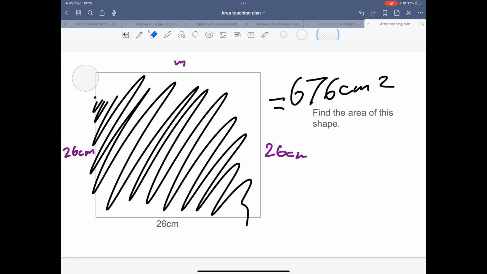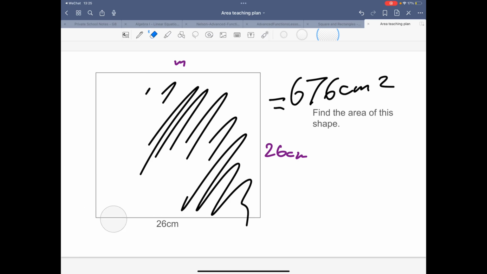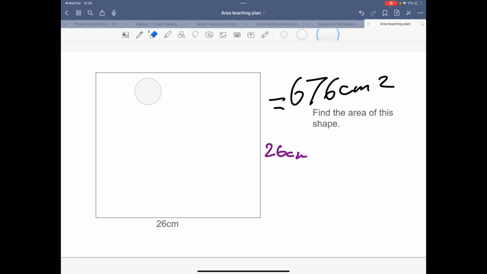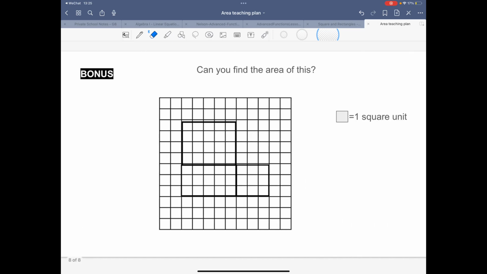So now you know this part too. And after here we have a little bonus question. Can you find the area of this? Well, this part's kind of easy actually. The only information we have is this square equals 1 square unit. So now we know that this is 1 square unit.